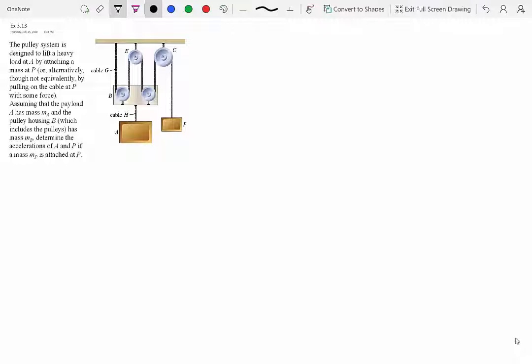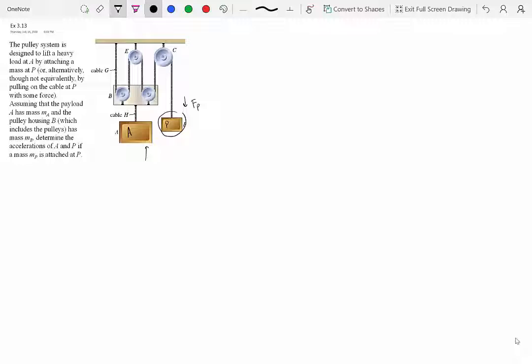So in this particular problem, we have a pulley system, as you can see, and we have a couple of blocks. We have a pulley housing, and each of those seems to have some mass. So let's read the problem. The pulley system is designed to lift a heavy load at A, or alternatively, though not equivalently, by pulling on the cable at P. So we have A here and we have P here. So you could put a load over here, or you could pull it down with a certain force, let's say Fp. But of course, both of them are not going to lead to the same results, although the effects would be quite similar, which is that the A would be raised.